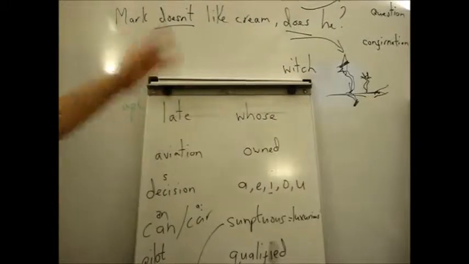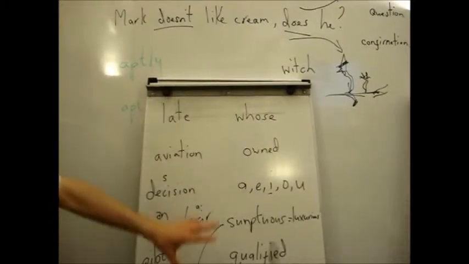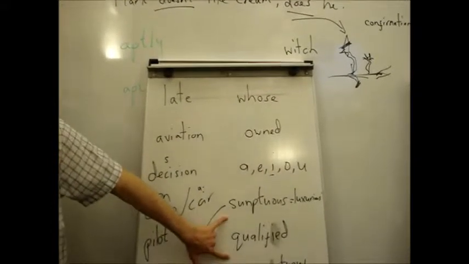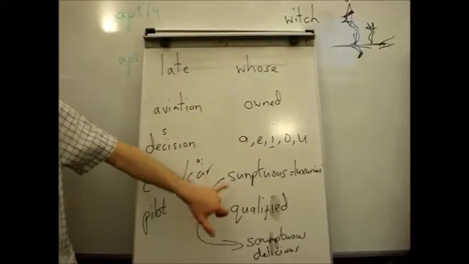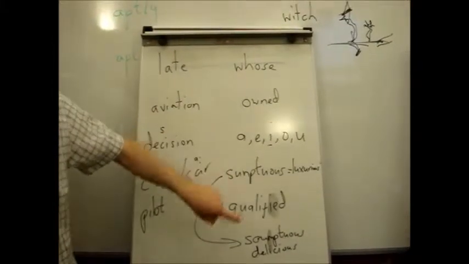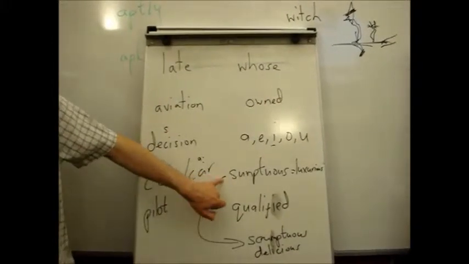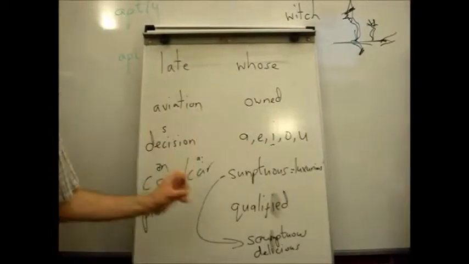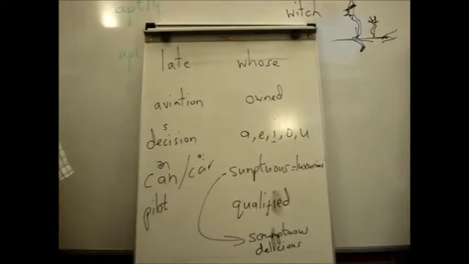Okay, and then we did a little bit of pronunciation, which was really interesting because we looked again at this thing from last term, the difference between sumptuous and scrumptious. Sumptuous meaning luxurious, and scrumptious meaning delicious.